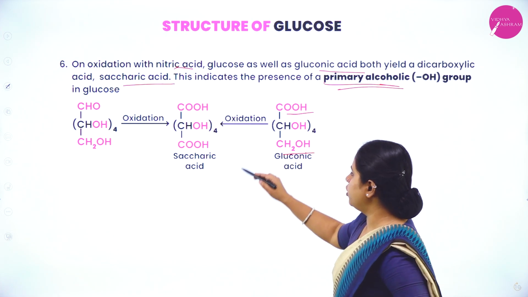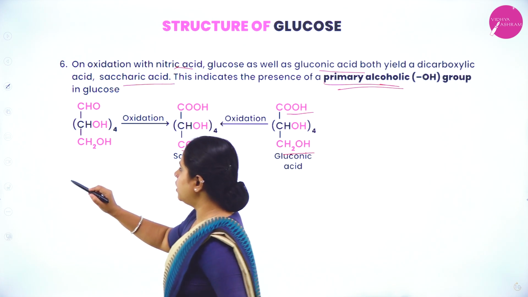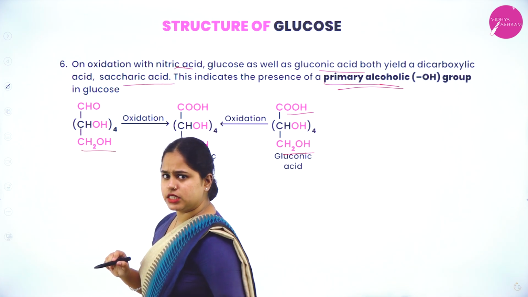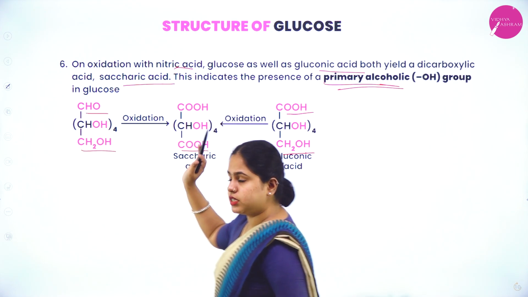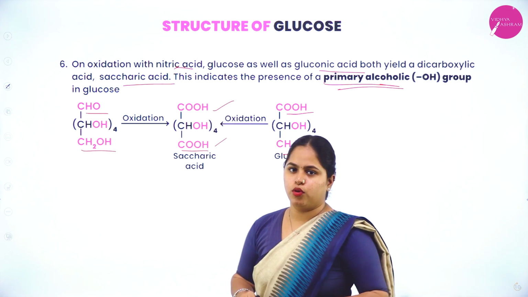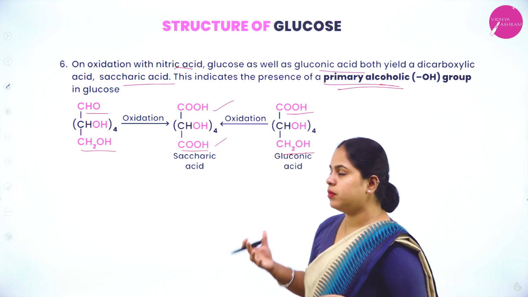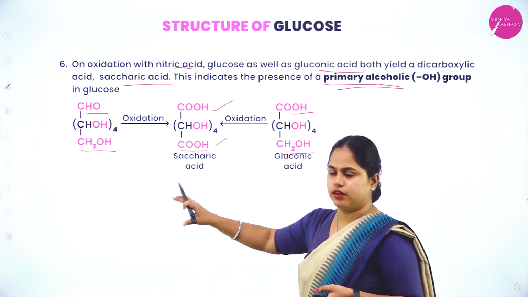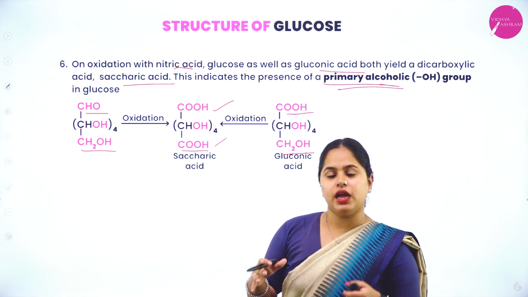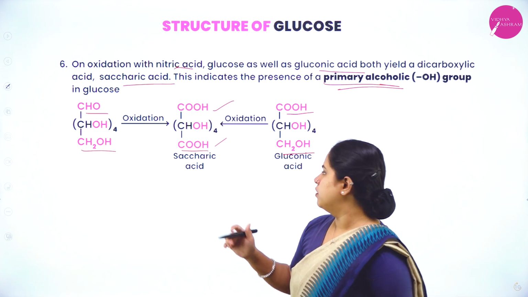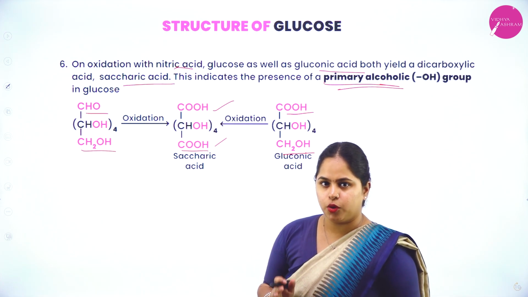So when this undergoes oxidation, you are getting a COOH here as well. And here also you can see there is a primary alcohol group and an aldehyde group, and this undergoes oxidation to form COOH on both sides. So what does that mean? It is undergoing oxidation to form the dicarboxylic acid, which is saccharic acid. So it means that there is a primary alcohol also present, which is present on the first carbon atom, which we will be discussing. So I hope this is clear.